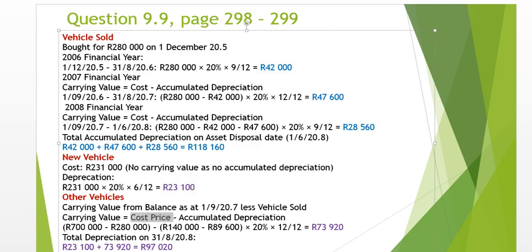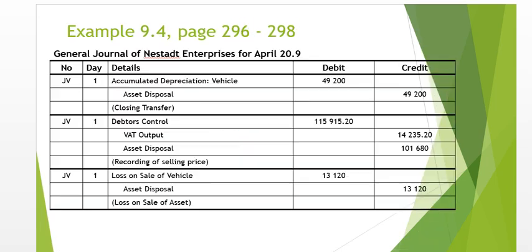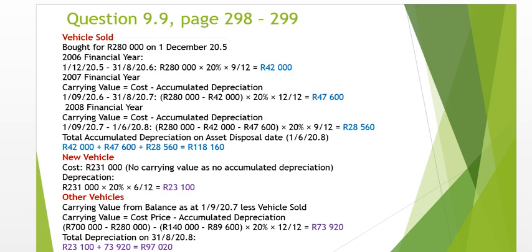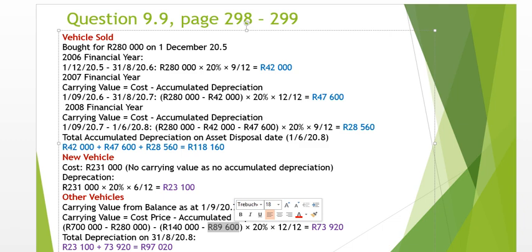So our carrying value, if we go back to our balances, beginning of the year, our balance towards vehicles was 700,000 Rand. But that 700,000 Rand includes this vehicle that we sold of 280,000 Rand. So we need to take out that amount first. So if you take it out, our cost price will then be 700,000 Rand less 280,000 Rand. And the same for accumulated depreciation. I'm going to say 140,000 Rand less 89,600 Rand. And that we will depreciate at a rate of 20% for 12 months.